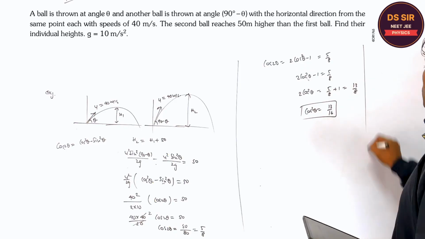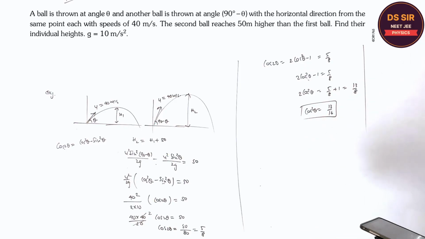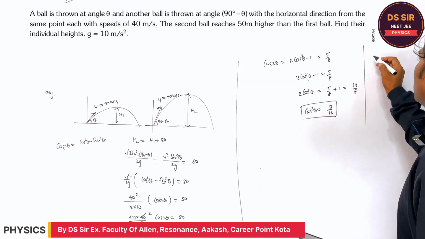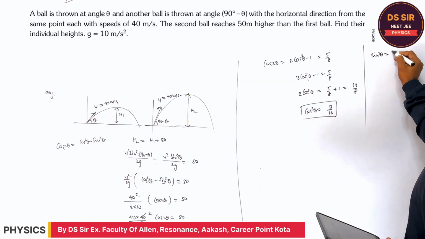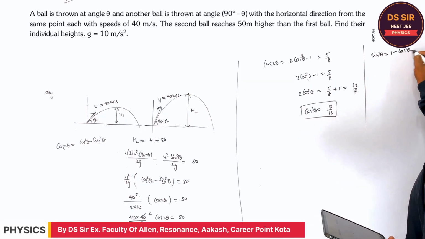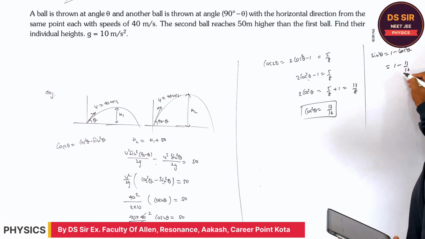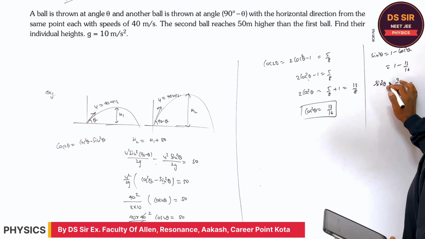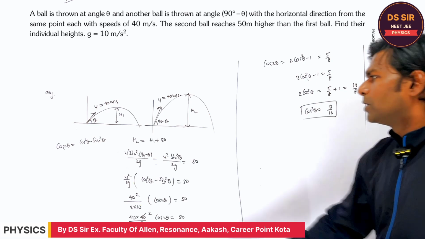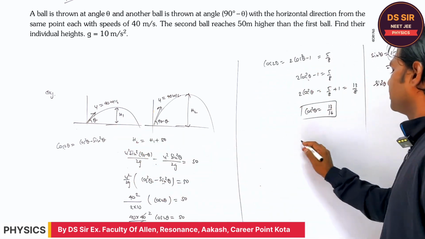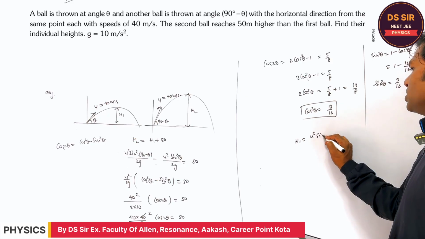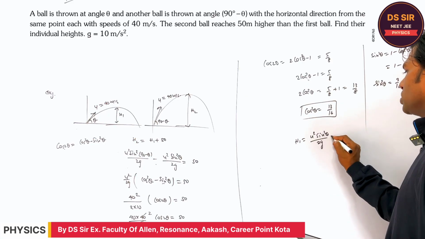Once you find the cos square theta value, you can find the value of sin square theta. How? Sin square theta is equal to 1 minus cos square theta, which is 1 minus 13 upon 16, so 3 upon 16. This is the value of sin square theta. So what is the value of h1? It is u square sin square theta upon 2g.